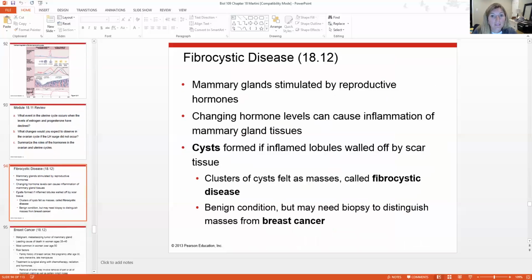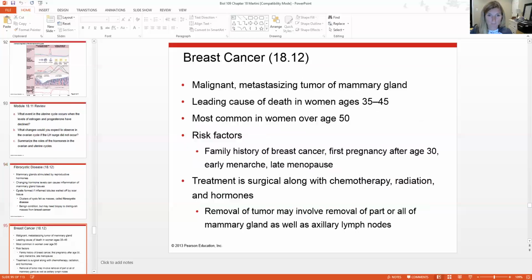Let's talk about some diseases associated with the reproductive tract. You have fibrocystic disease. This is when the mammary glands are stimulated by reproductive hormones. The changing hormone levels can cause inflammation in the mammary glands. There can be cysts that are formed by inflamed lobules that are formed off of scar tissue. So the clusters of cysts are felt as masses. It's called fibrocystic disease. It's a benign condition, but it could make you feel like you were diagnosed with breast cancer because you found a lump, and that's always a little scary. But just know that not all lumps are breast cancer.